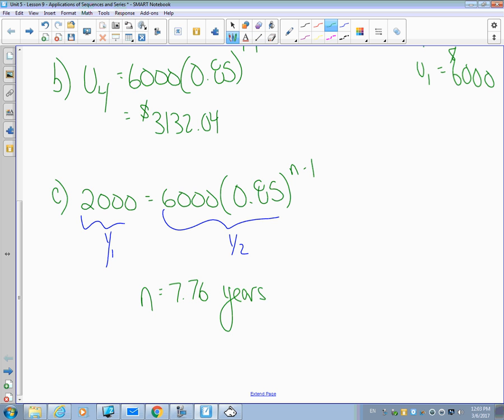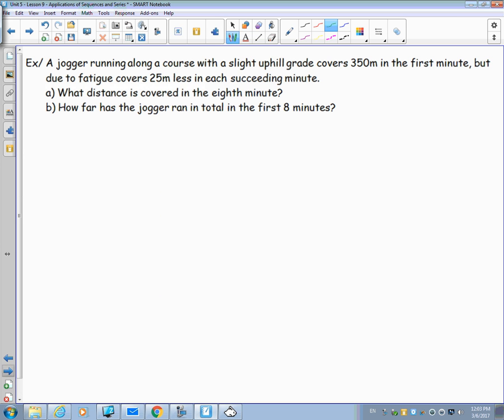Okay, let's look at the next example. A jogger running along a course with a slight uphill grade covers 350 meters in the first minute, but due to fatigue covers 25 meters less in each succeeding minute. What distance is covered in the 8th minute? So what's happening here? They got 350 the first minute. They couldn't quite do as much. They're down to 325, the 25 less, and so on. So the fact that I'm going down by 25, the exact same amount each time, tells me it's arithmetic.